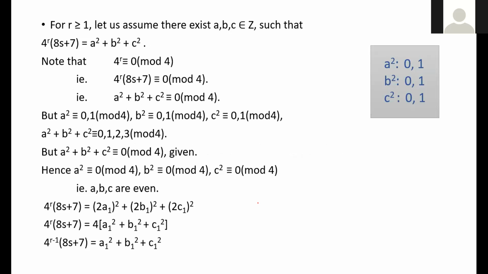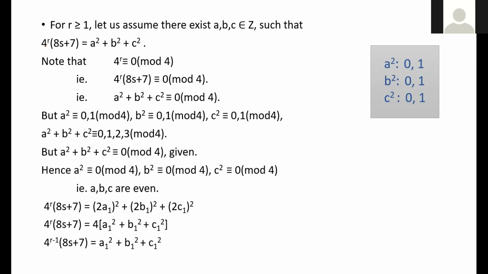So now we look at the case when r is greater than or equal to 1. Proceed by the method of contradiction. Let's say there exist a, b, c in Z such that 4^r (8s + 7) is equal to the sum of the squares of these numbers. Now let's make some observations here.